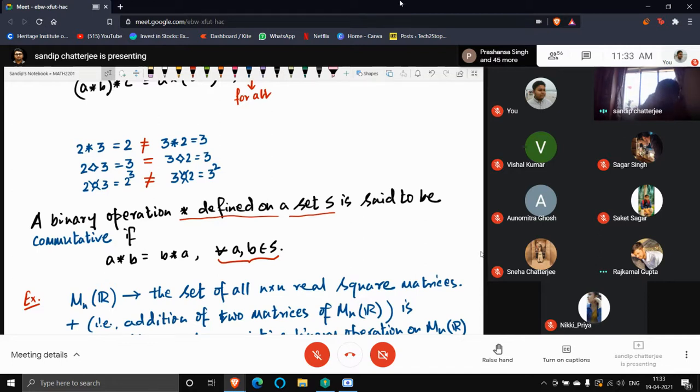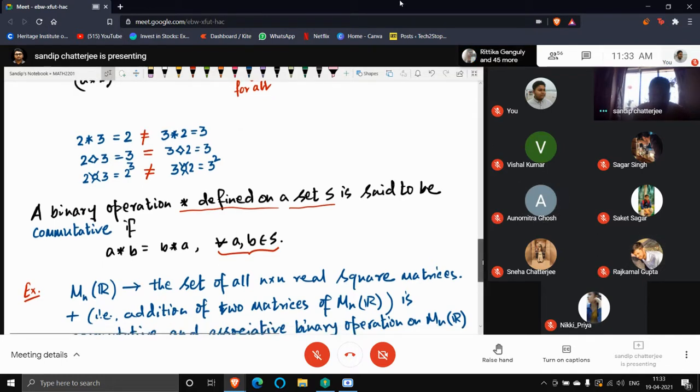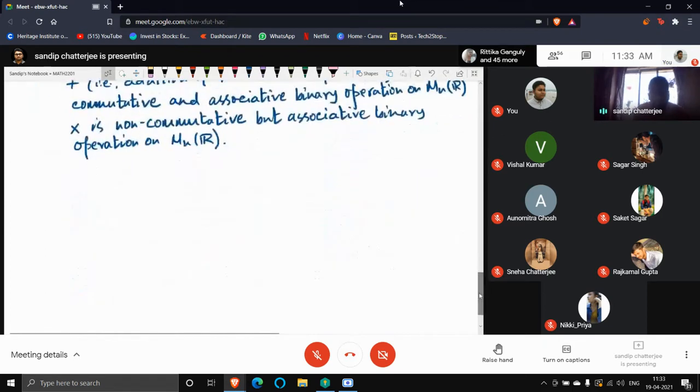Or when we define multiplication as a binary operation on the set of real numbers, what is the role that one plays there? So it returns the same number. The identity returns the same number when we operate any other number from any of the sides, means when we pre-operate as well as post-operate.